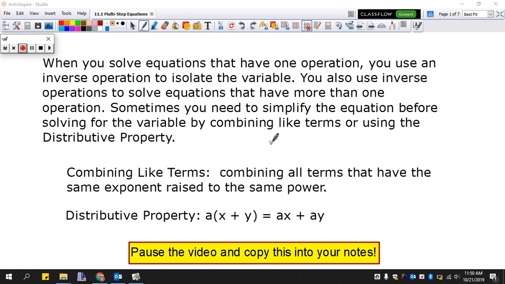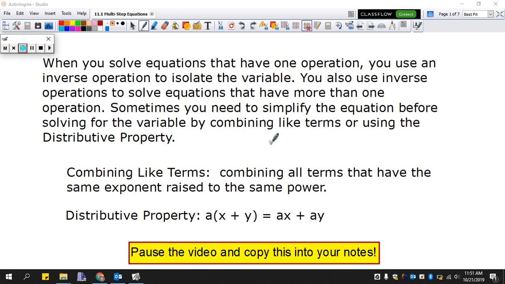In the last lesson, we talked about solving equations that have two operations in them, and so it took two steps in order to solve that equation. And if you remember, when we did that, we used inverse operations. So if you solve equations that have one operation, you use an inverse operation to isolate that variable. And you use inverse operations to solve equations that have more than one operation.